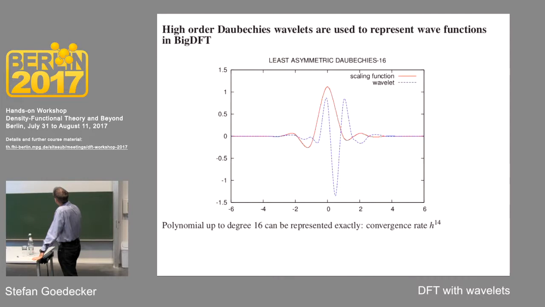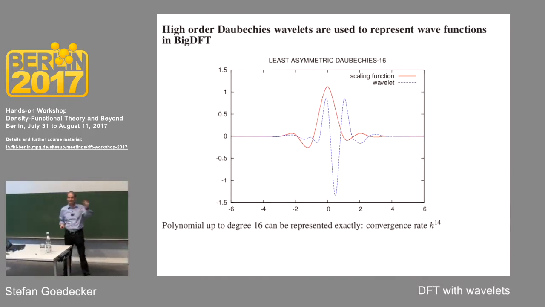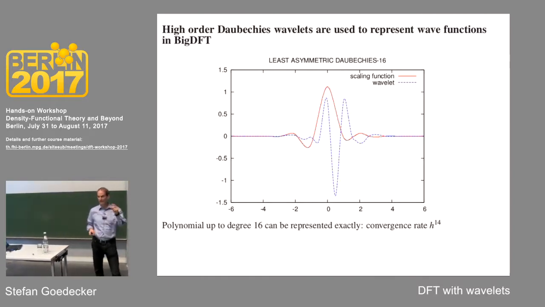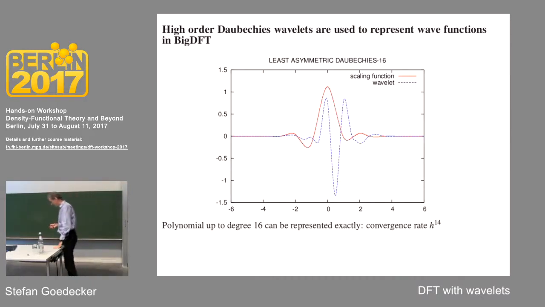With those Daubechies 16s you can represent polynomials up to degree 16 exactly. And that means you get a convergence rate of h to the power 14, where h is the distance between the different wavelets or basis functions. So essentially it's the grid spacing of the Cartesian grids that I have shown you before to illustrate the adaptivity that you can achieve in wavelet theory.